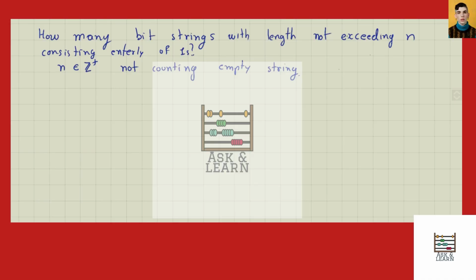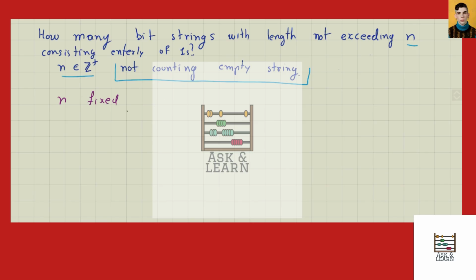Okay, so we need to count how many bit strings with length not exceeding n, where n is a positive integer, and consisting entirely of ones. And of course, we don't need to count the empty string. So what does this mean? Basically, we have some fixed value n that is positive. This value is fixed, and then we need to count how many bit strings that do not exceed this length n are composed fully of ones.